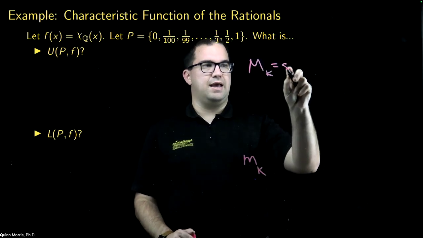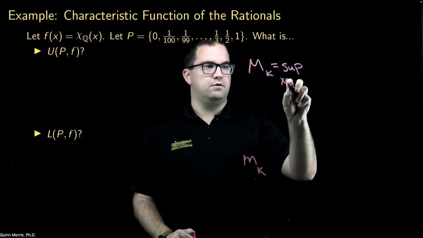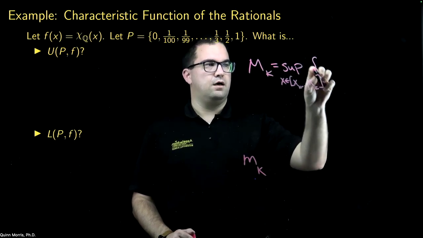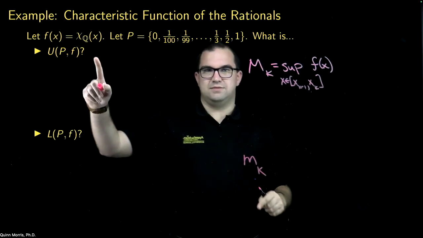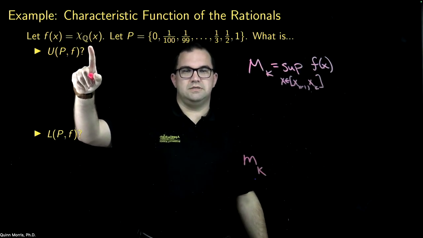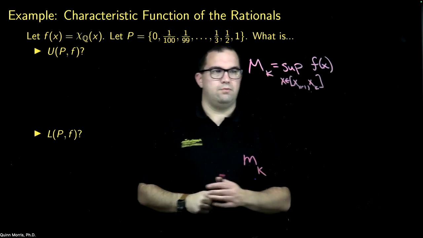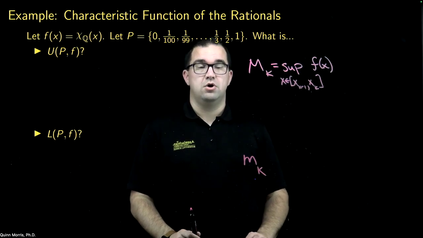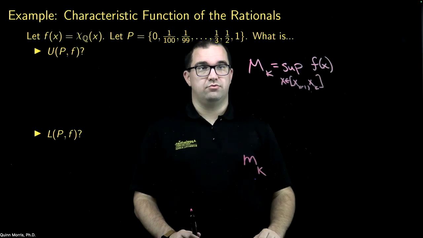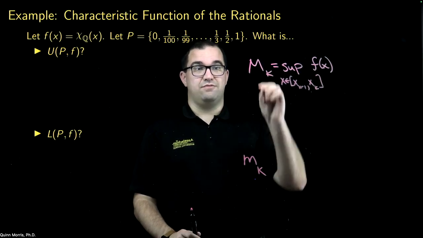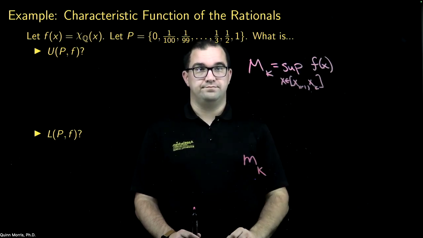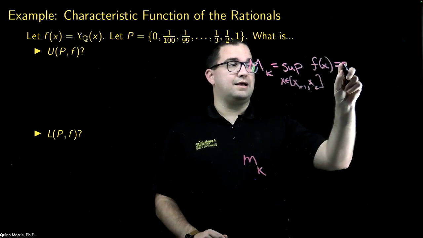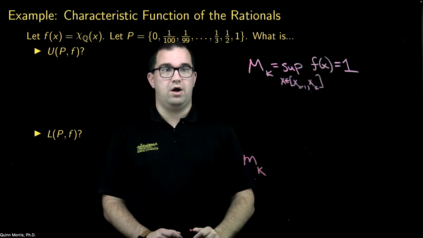So the capital M sub k's are just defined to be the supremum for x in [x sub k minus 1, x sub k] of f of x. And now we're again back to this particular function, which is the indicator function of the rationals. Well, in each of these intervals, there will be rational and irrational values, which means that your range is really just the set which consists of the number 0 and the number 1. What's the supremum of that set? It's just 1.